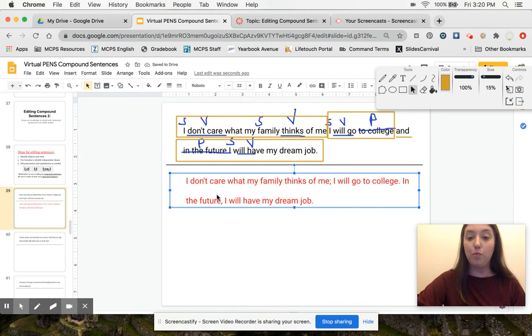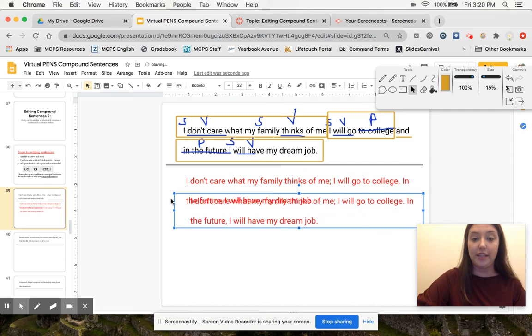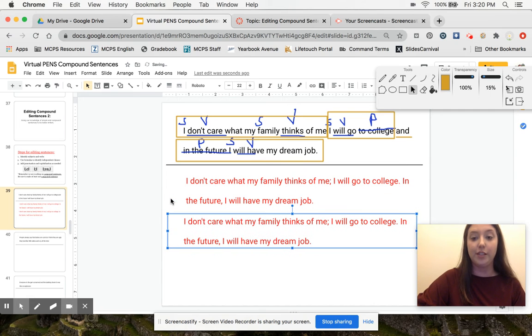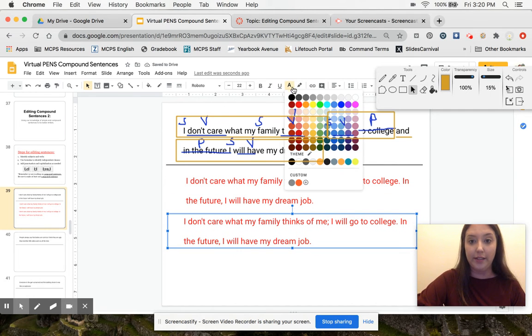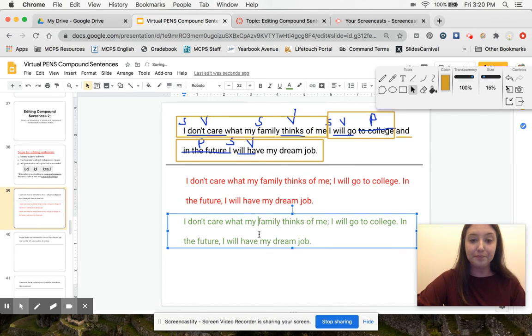Okay, but there's more than one way to do this correctly, and I really want to emphasize that to you guys. There really is more than one way to do this. So I'm going to show you guys another example of what this could look like. So I don't care what my family thinks of me. We could have put a period there and then kept I will go to college, comma, and in the future, I will have my dream job.